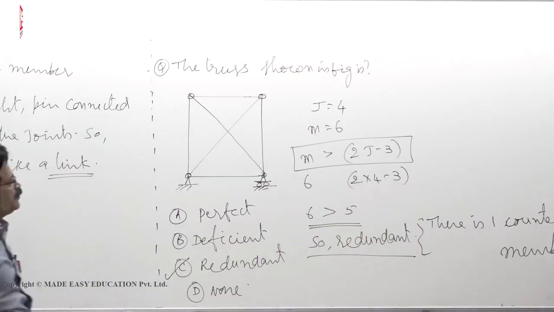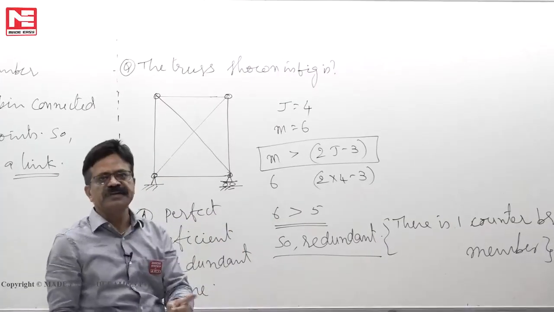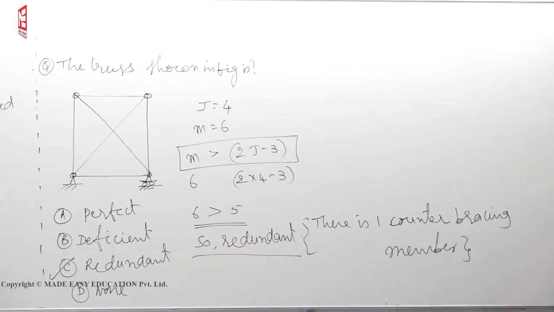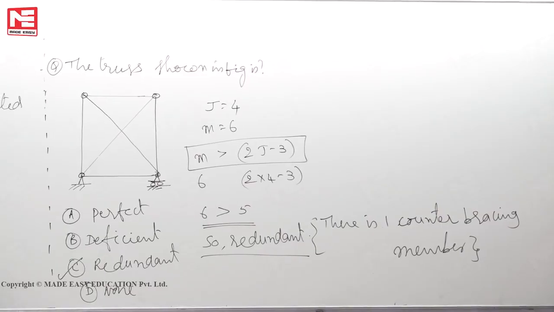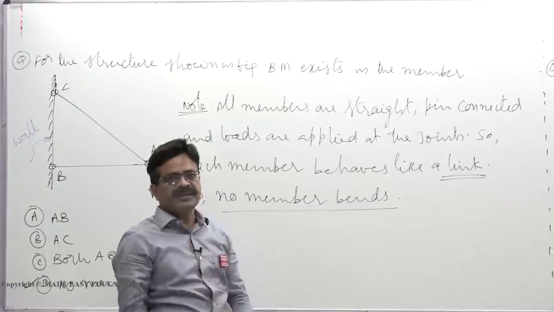So that is the meaning of counter bracing. If one member fails because of compression, the other will take care of the triangulated form, so that no rigid body translation or rotation can take place. So on the introduction to trusses, these are the questions that they can ask. Now let us see how to analyze the trusses.